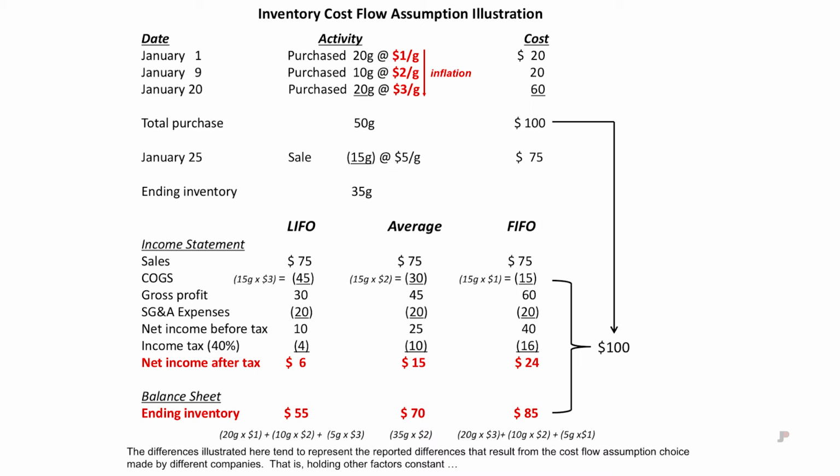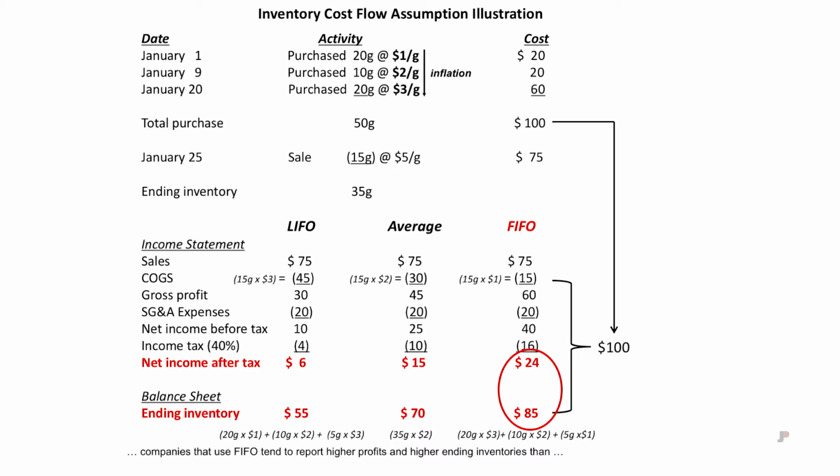The differences illustrated here tend to represent the reported differences that result from the cost flow assumption choice made by different companies. That is, holding other factors constant, companies that use FIFO tend to report higher profits and higher ending inventories than companies that use LIFO.